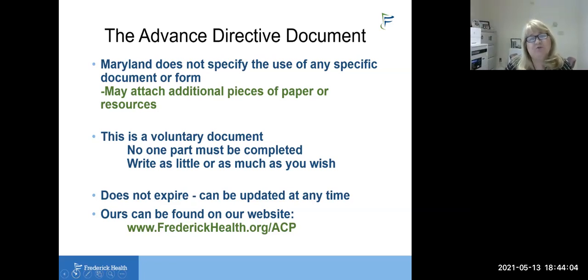So any little things like that that you want to add in is perfectly fine. You don't have to stay within the lines of an advance directive. You want to make it your own. You want to make it what's important to you.